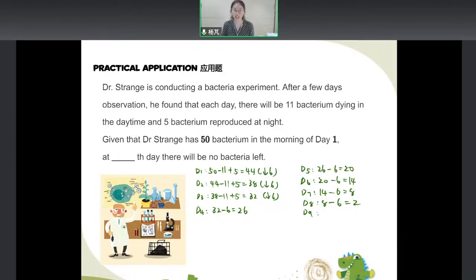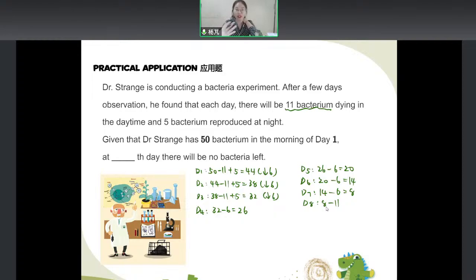All right, I think it is easy to make a mistake here. So let's see. If you just minus 6, you take 11 and 5 as a group. So after day 8, in the morning, you have 8 bacteria. The first step, we need to minus 11.